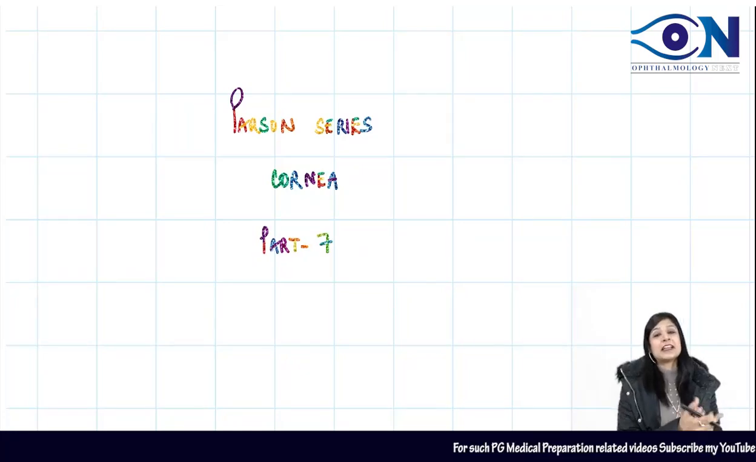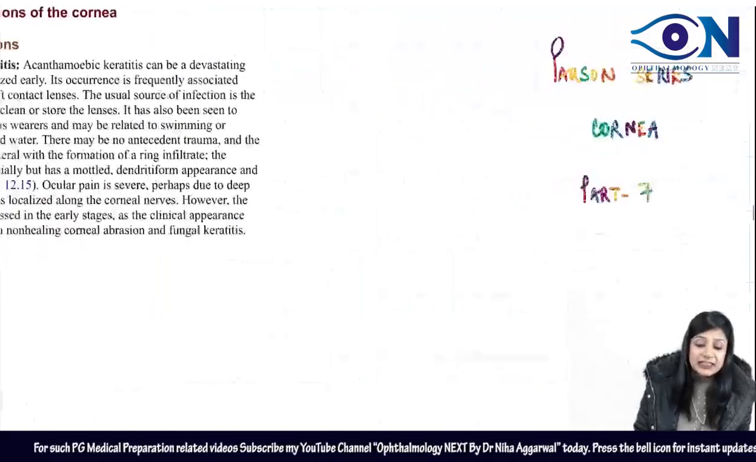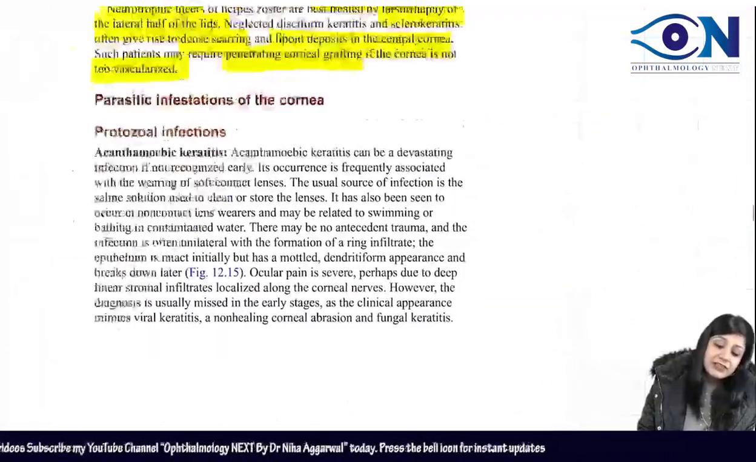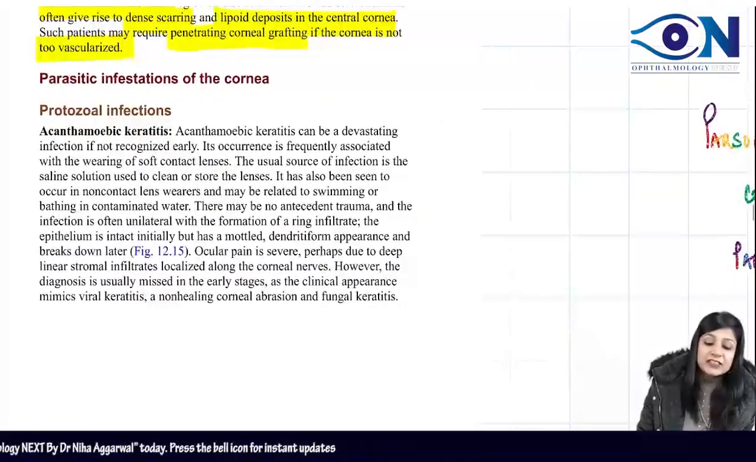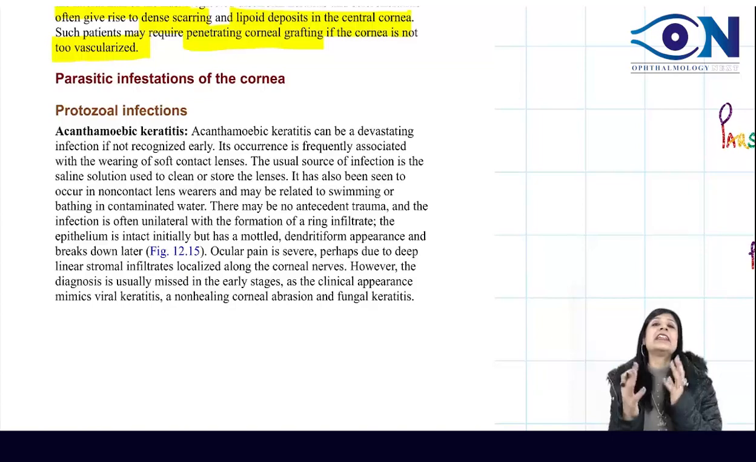So hello guys, welcome to the Parson series and this is part 7 of the cornea. Last time we have already done with the viral infestations. Today we are going to do with the parasitic infestations of the cornea, the protozoal infections. The protozoal infections, naam sunte hi, what do you get in your mind?